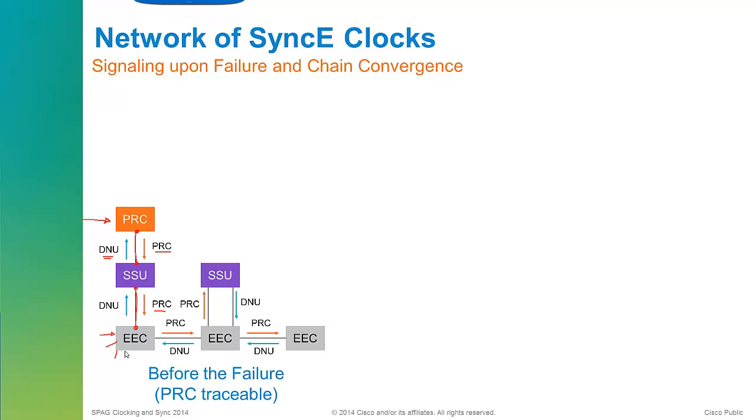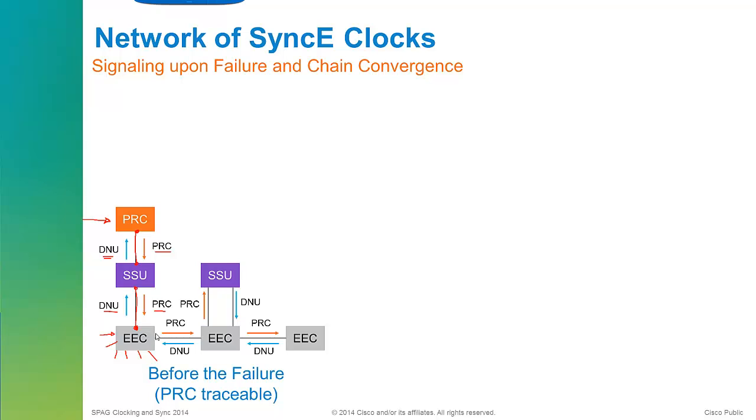So what it's going to do is, all its other Ethernet circuits, it's going to use the clock that is recovered from this Ethernet port here, connected to the SSU. Similarly, it sends a do not use back to the SSU. Now this process repeats further down the chain.